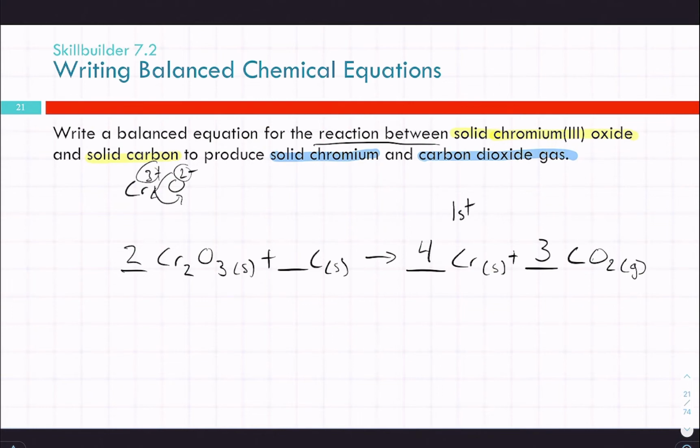Okay, so now we've balanced oxygen, we've balanced chromium, and we balanced carbon now. So if we have 3 carbons on the right side and just 1 carbon on the left side, let's make this coefficient 3.